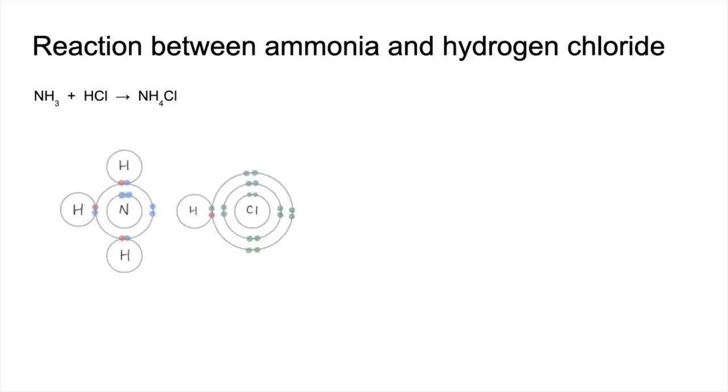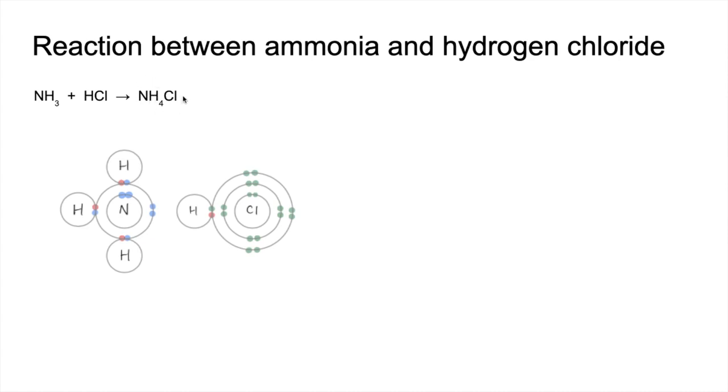So we're just going to work through some reactions where a dative covalent or a coordinate bond is formed. I'll explain what's going on, and then there's a couple of questions at the end for you to try. So the first example is between ammonia and hydrogen chloride. We've got the dot and cross diagram here, and the reaction there, so you can see it forms ammonium chloride.